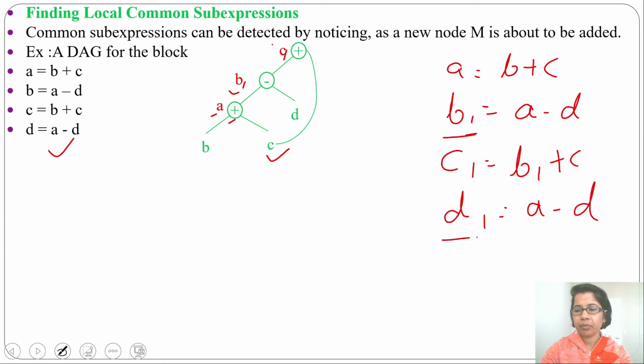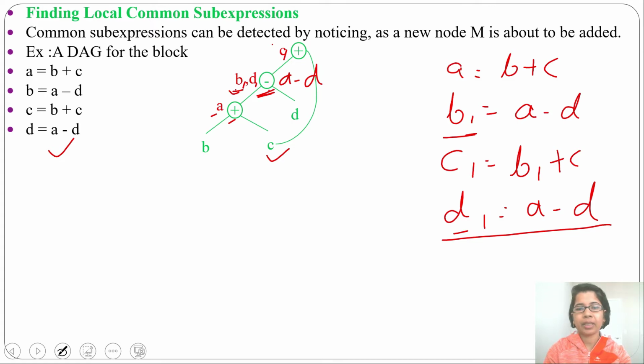Next statement, D1 equal to A minus D. If you see, there is already a common sub-expression for A minus D. This node stands for A minus D. So A minus D is already there. So what we will do is just add the definition D1 to this minus node. So now this minus stands for B1 and D1.